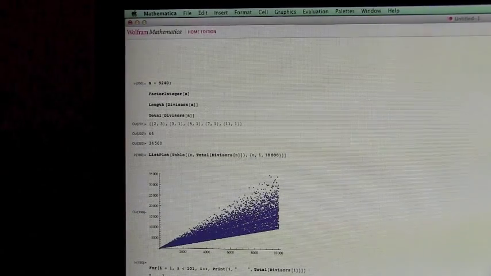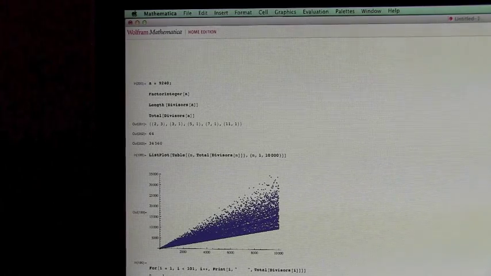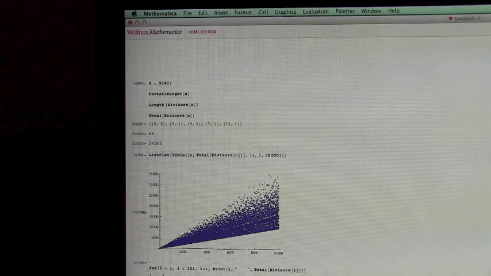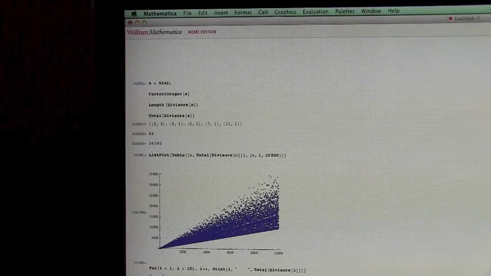Okay, all right. Well, that's cool. That's a cool thing you noticed. You found the largest one, 9,240, and you found that it was actually a fairly simple number. Okay, what else did you discover when you were playing around with this?